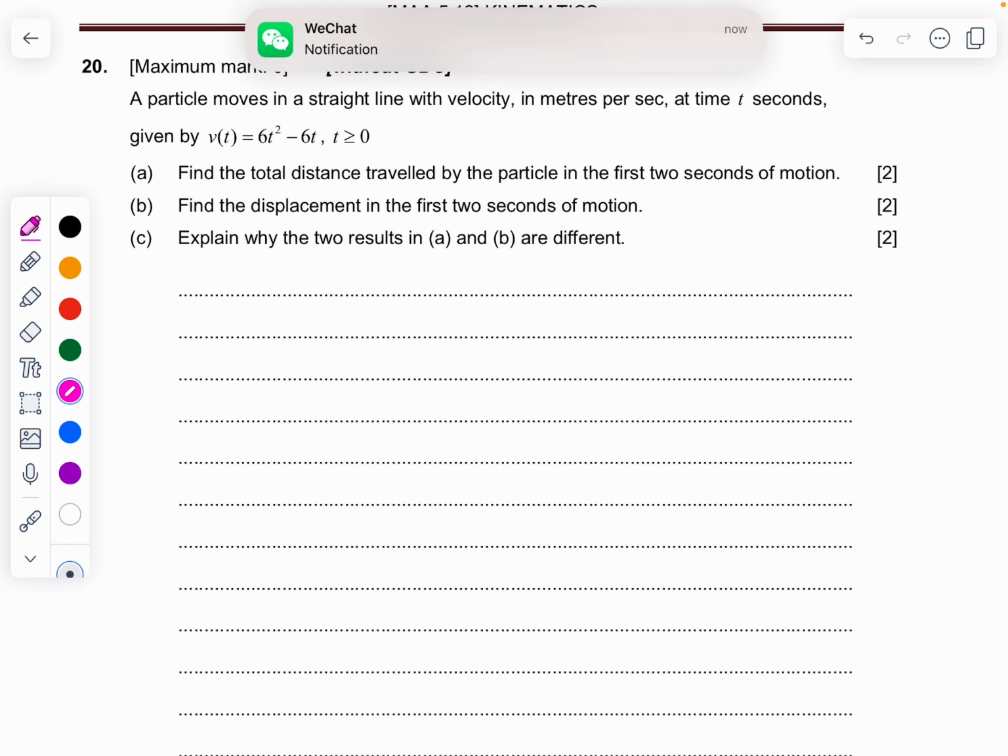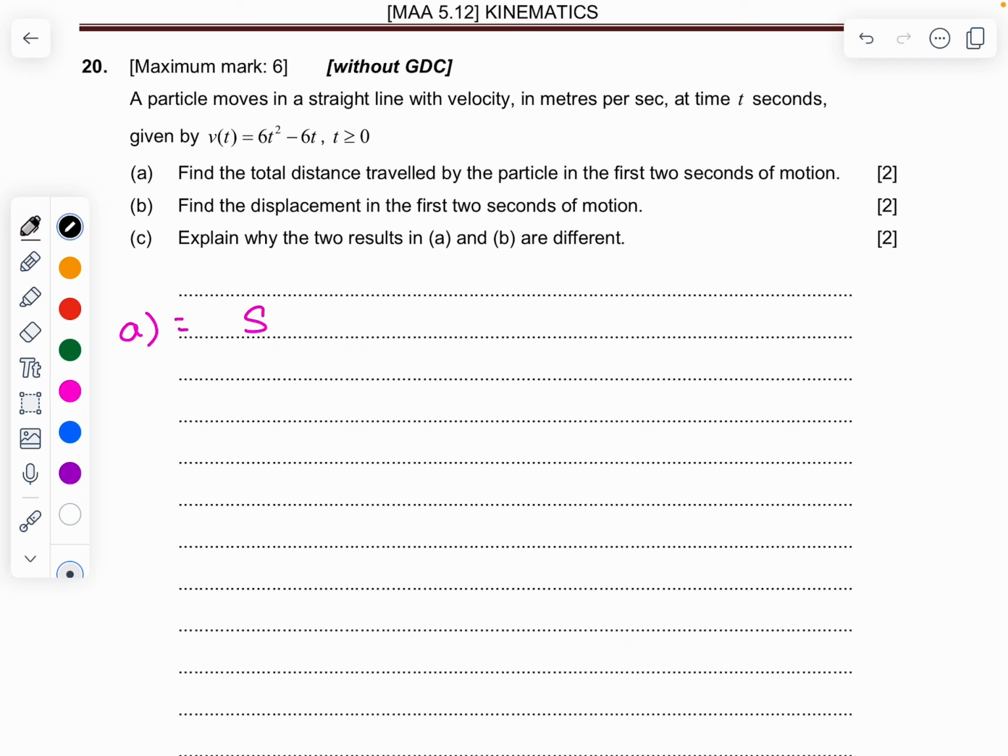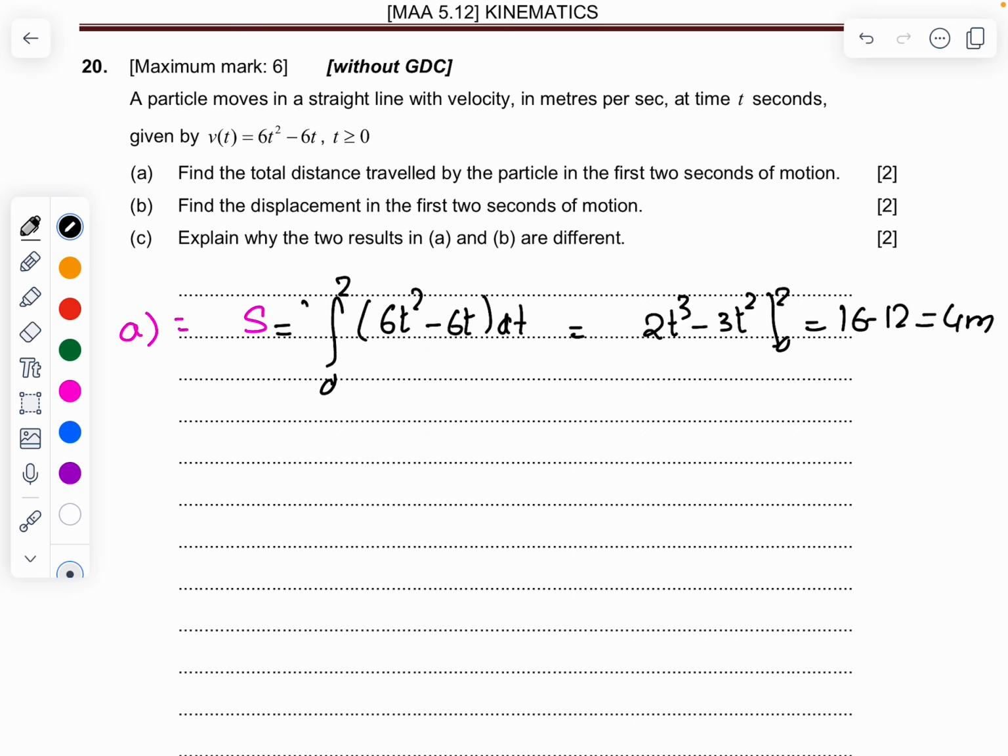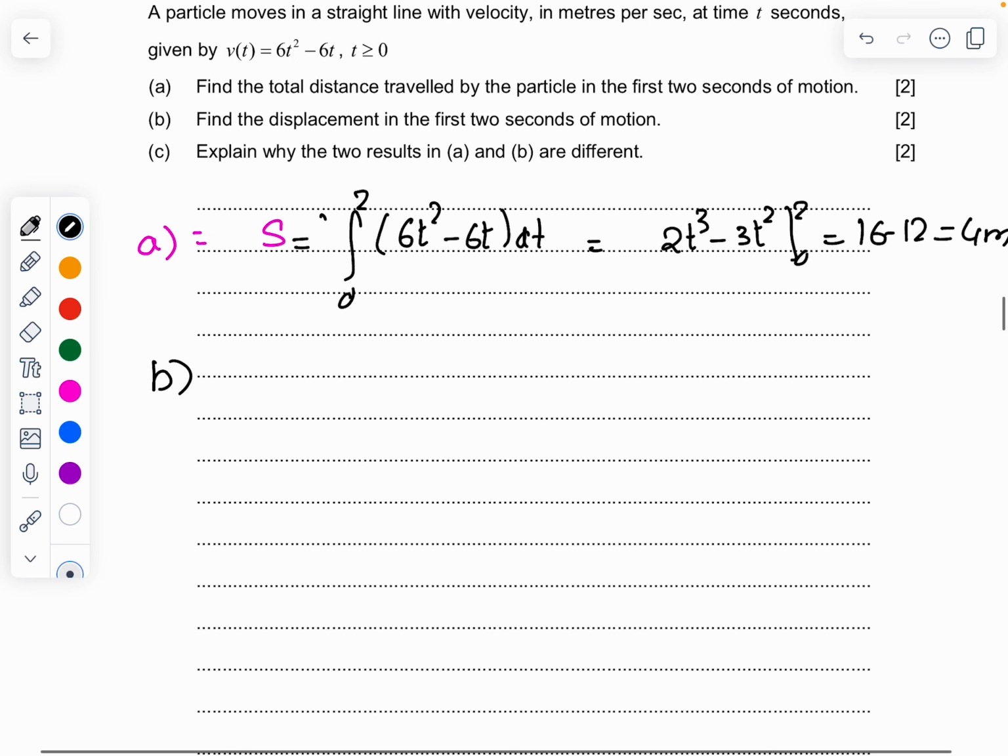So what am I going to do? Part B, displacement from 0 to 2. The integral from 0 to 2 of 6t square minus 6t dt, which is 2t cube minus 3t square from 0 to 2, which is 16 minus 12, which is 4 meters. Part B, displacement in the first 2 seconds of the motion.